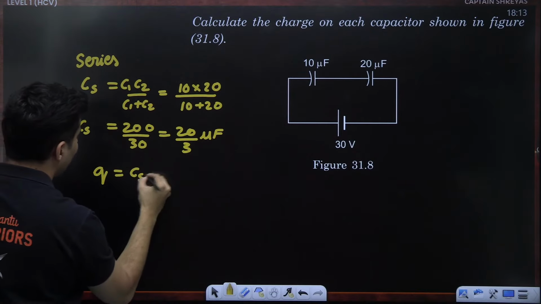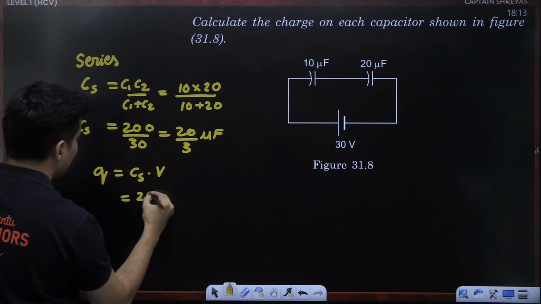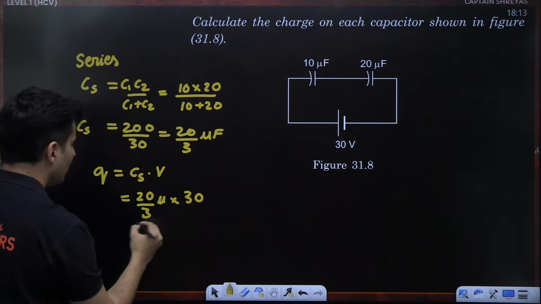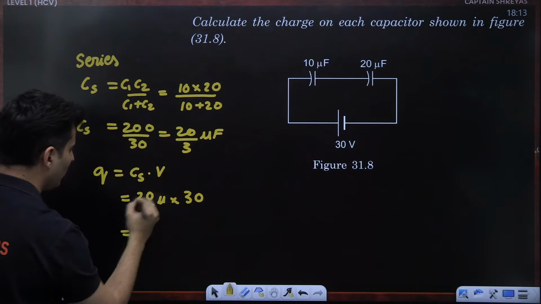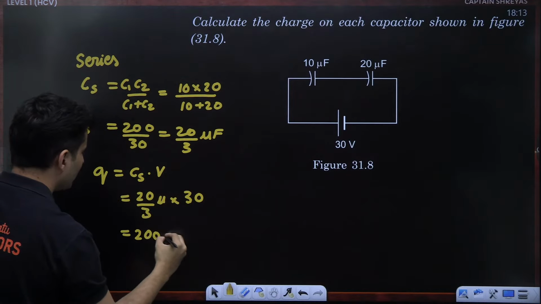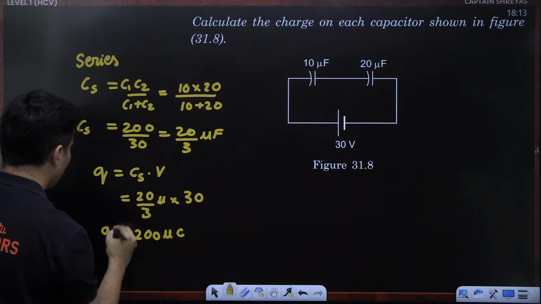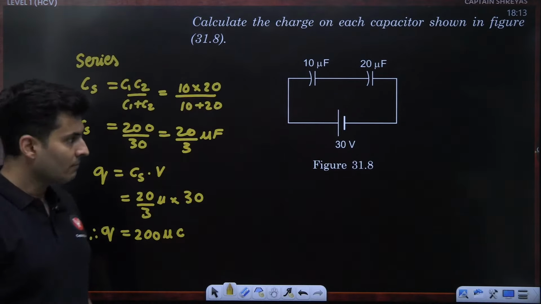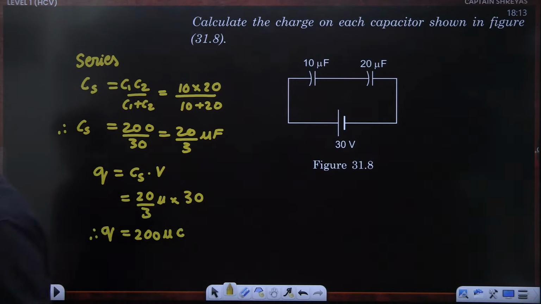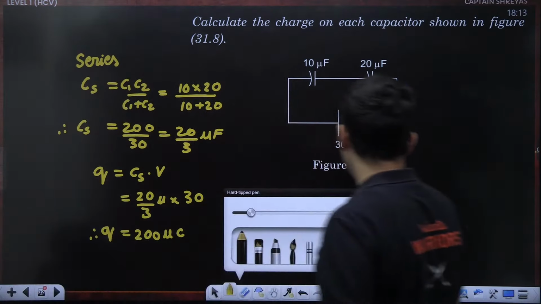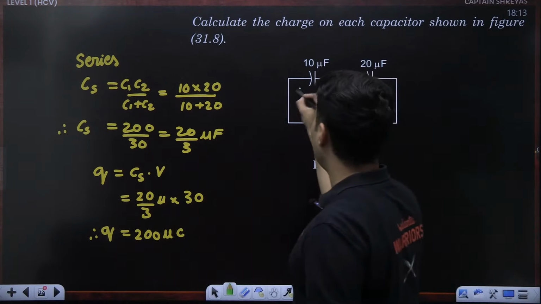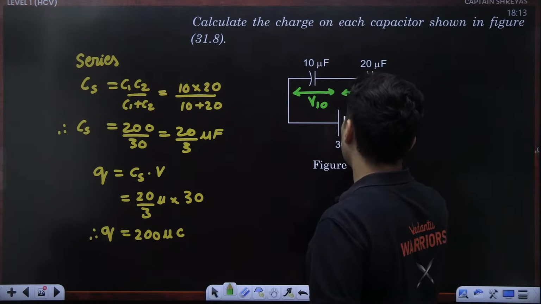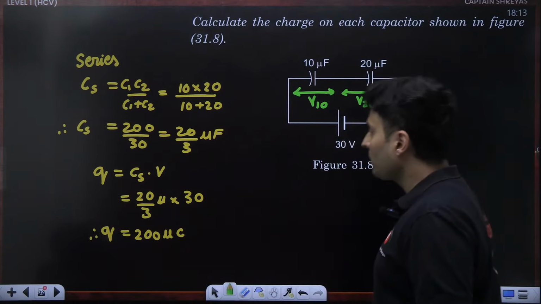Charge is capacitance into voltage. Capacitance is 20 by 3 micro into voltage, which is 30 volts. 30 and 3 cancel, 10 will be remaining. 10 into 20 will be 200. So 200 microcoulomb should be the answer, right? Each of them will have 200 microcoulomb. Cool, everyone? Now I know the question over here did not mention voltages, but if by chance the question was to find the voltage across 10 and the voltage across 20, what will you do?